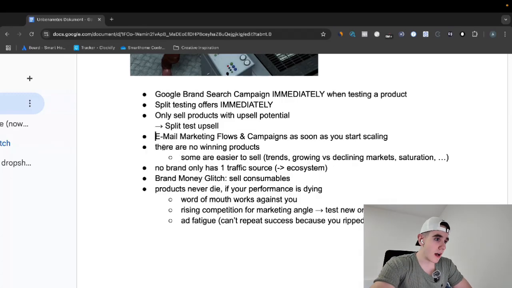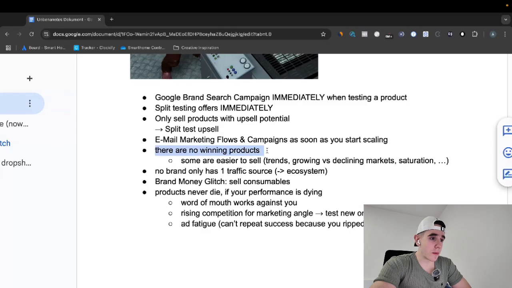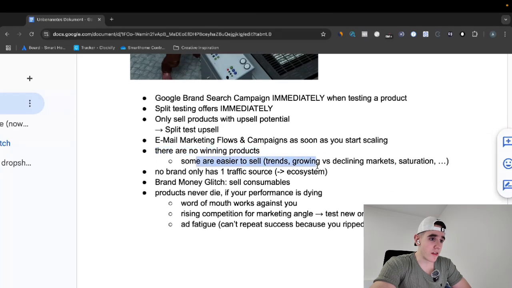So, right. Next thing, there are no winning products. Some are just easier to sell than others. There's trends, there's growing versus declining markets, and also there's saturation. But all of these things just make a product easier or harder to sell. There are no winning or losing products. That's just complete bullshit guru stuff, right?